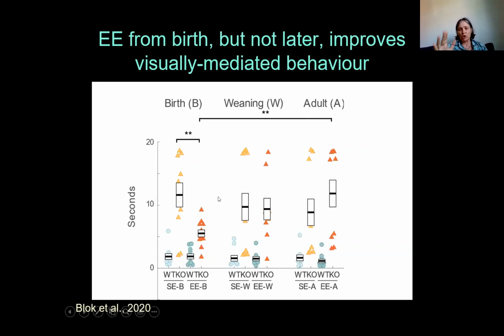But if we started the enrichment just 3 weeks later at weaning, when the mice are still very young and the visual system is still quite plastic and undergoing development, we saw that there was no change at all. The enriched from weaning mice didn't show an improvement in their response, and enrichment in adulthood also had no effect. If anything, they actually responded a little worse, but that seemed to be due to somewhat different factors.